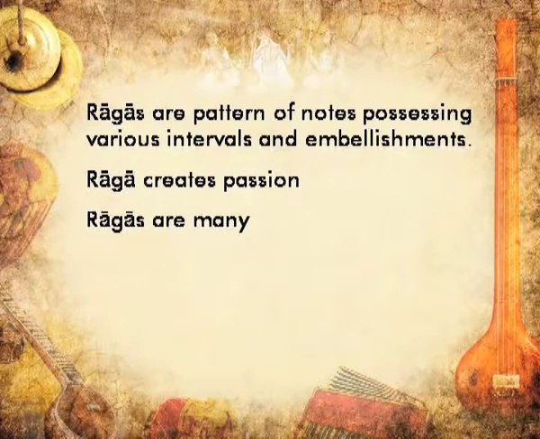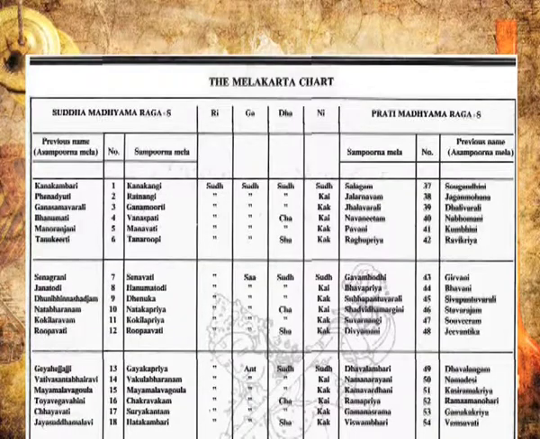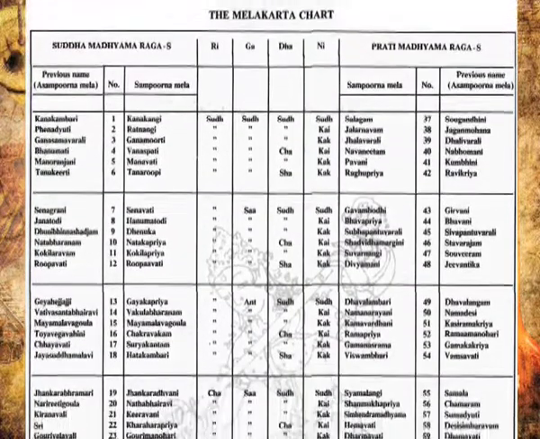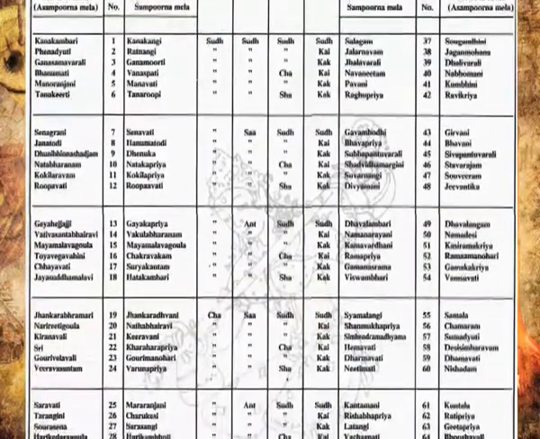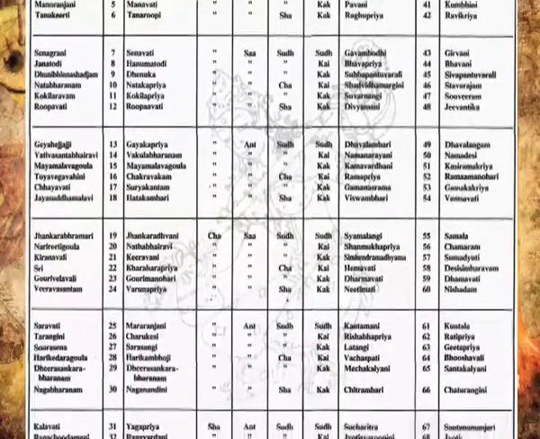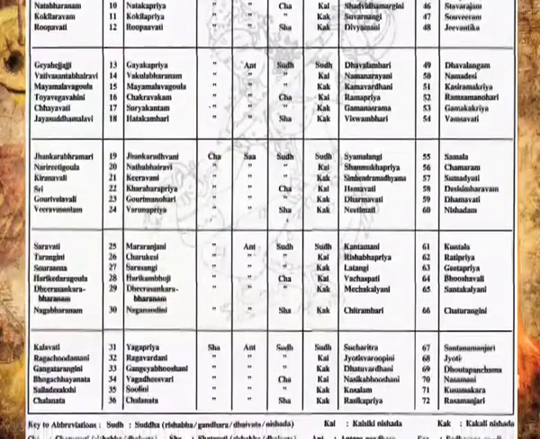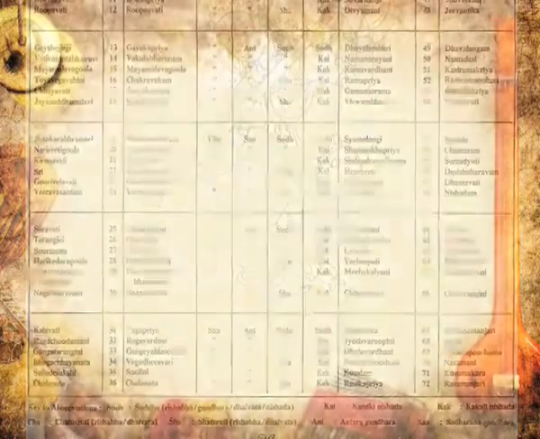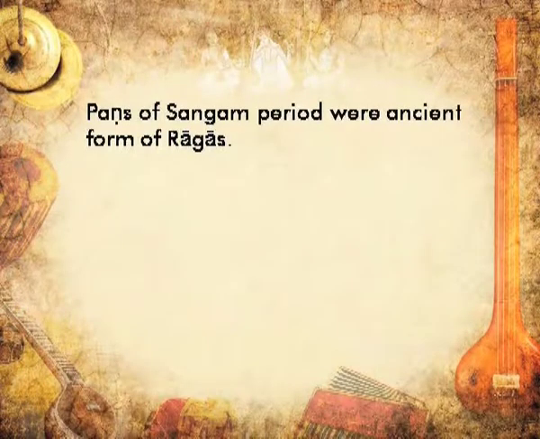Ragas are many and have subclasses too. The combination of several conventional patterns of melody and rhythm has resulted in this huge variety in ragas. The pans of the Sangam period were the ancient forms of these ragas.